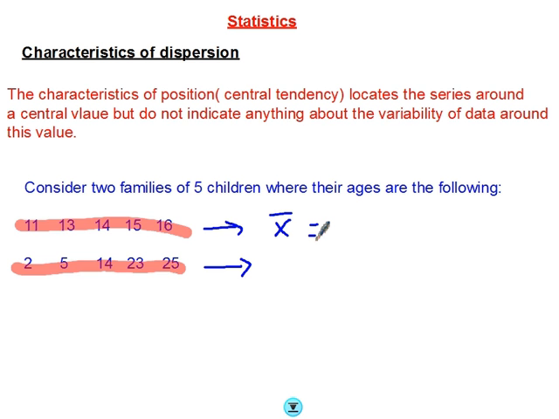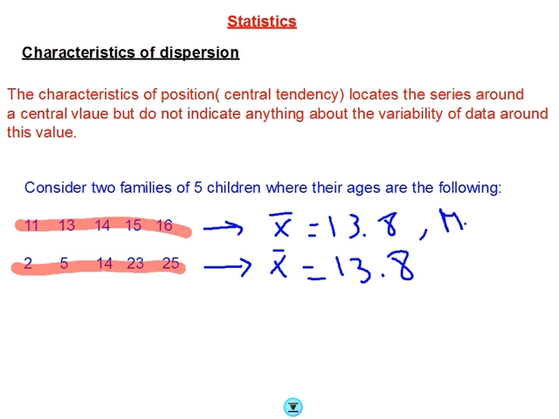So here you do 11 plus 13 plus 14 plus 15 plus 16 divided by the number of the children, which is 5. So over 5 you'll get 13.8. Same thing here, if you find the mean you'll get also 13.8. So we have the same mean.